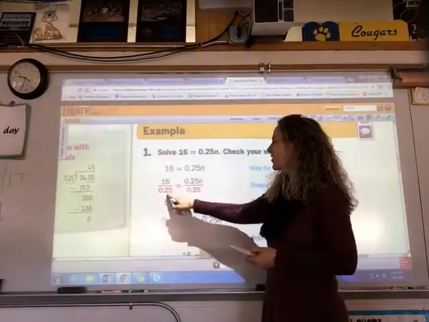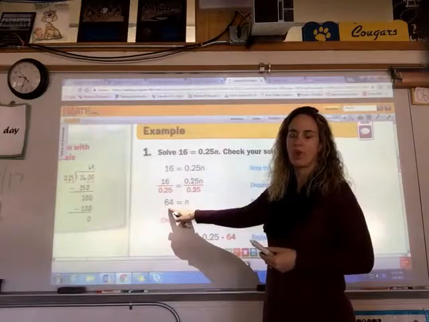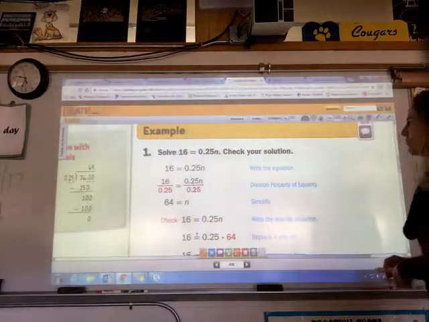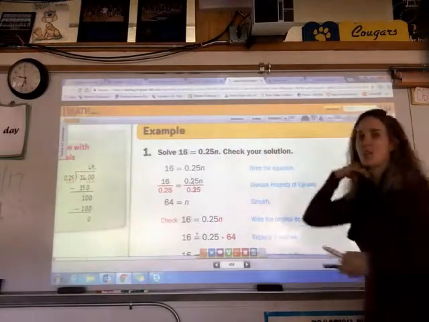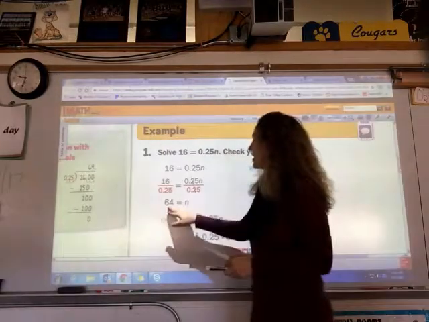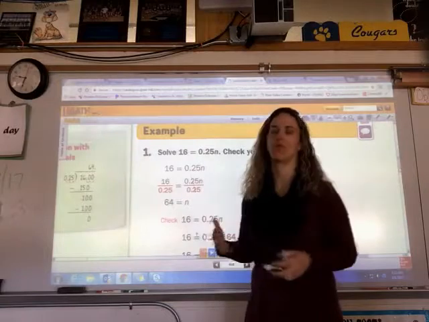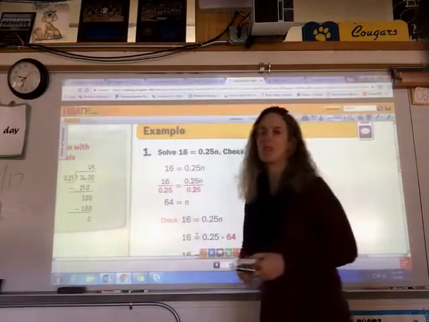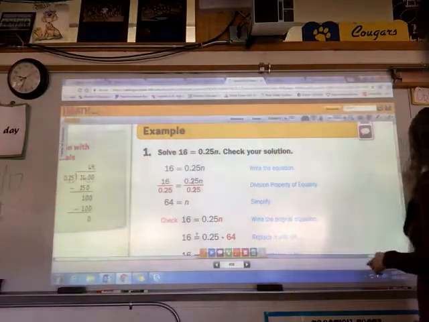When you take 16 divided by 25 hundredths, you're going to get 64. You can use your calculator on this because we're working with the decimals, so I have no trouble with that. Last but not least, go back and check your solution. So if we plug in 64, if I think of like a fourth of 64, 25 hundredths times 64, a fourth of 64 is 16, so it does work out.